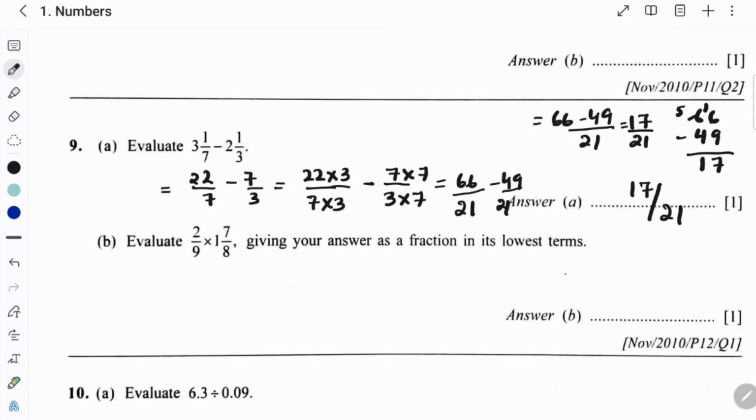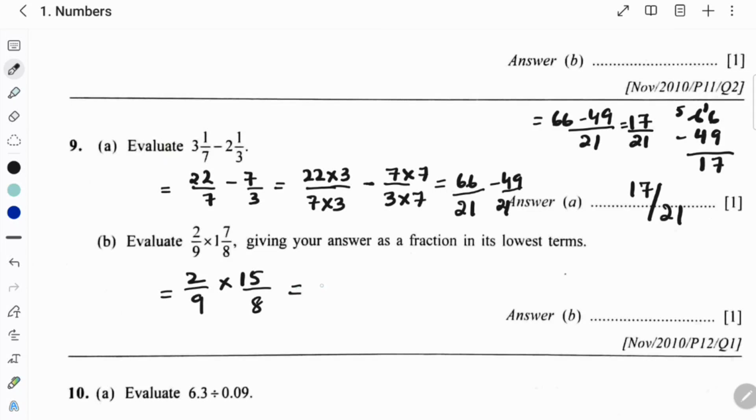Okay, the next question, part B of the same question. 2 over 9 times 1 whole 7 over 8. So 2 over 9 times 8 ones are 8, and then add 7 with it. That will become 15 over 8. Okay, now this question is of multiplication. Simply multiply the numerator with the numerator and denominator with the denominator.